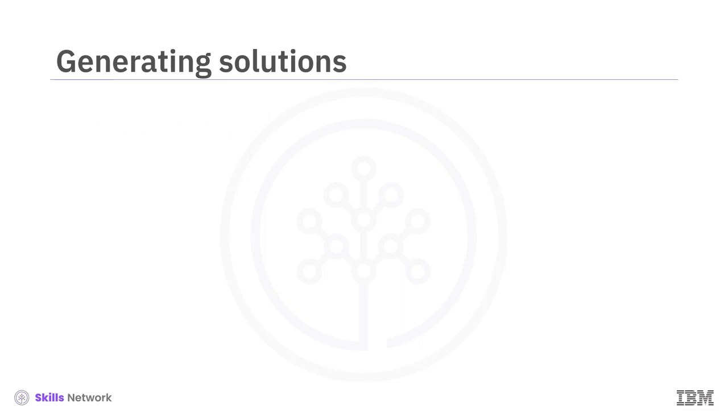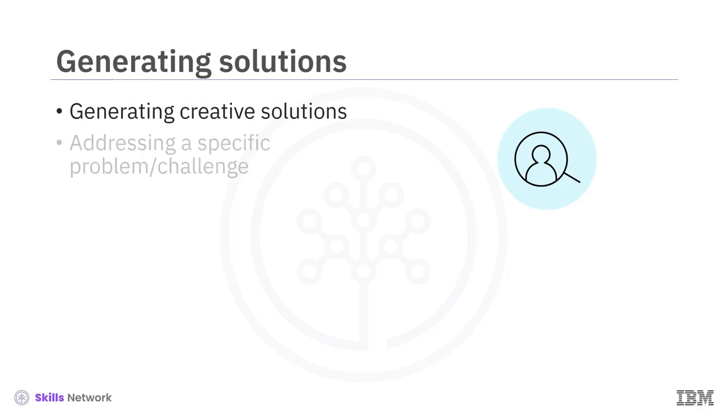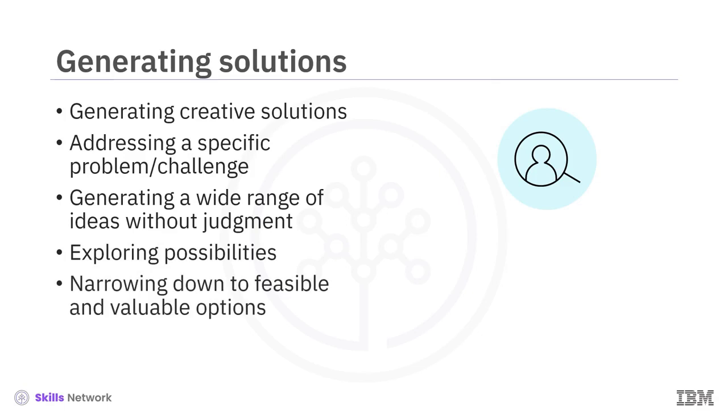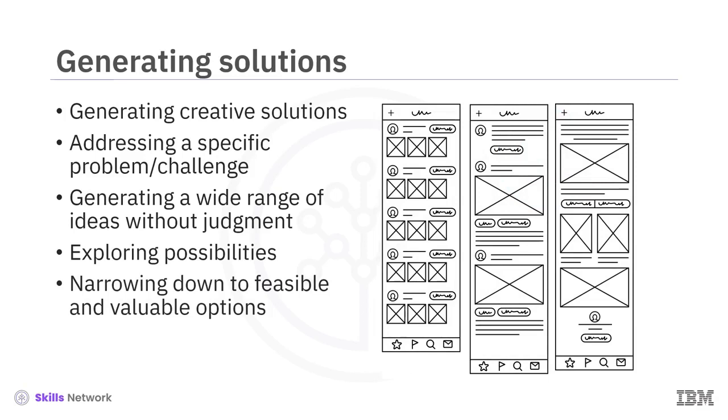The next stage in the design thinking process is ideation, which involves generating creative solutions to address a specific problem or challenge. In this phase, the focus is on generating a wide range of ideas without judgment or evaluation. The team engages in a collaborative and iterative process of generating ideas, exploring possibilities, and narrowing down to a set of feasible and valuable solutions. For example, group sketching is one way of brainstorming that involves sketching your ideas on paper and passing them on to other members, who then add their ideas.